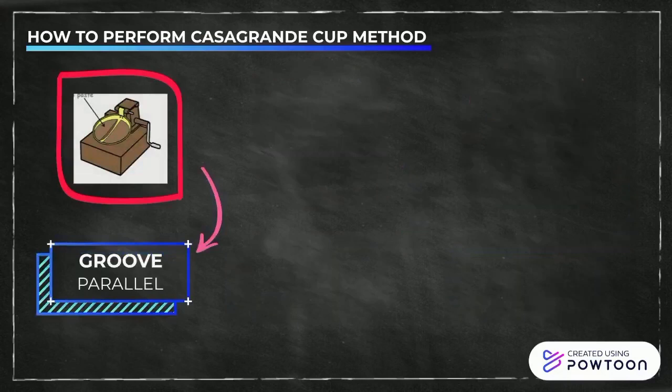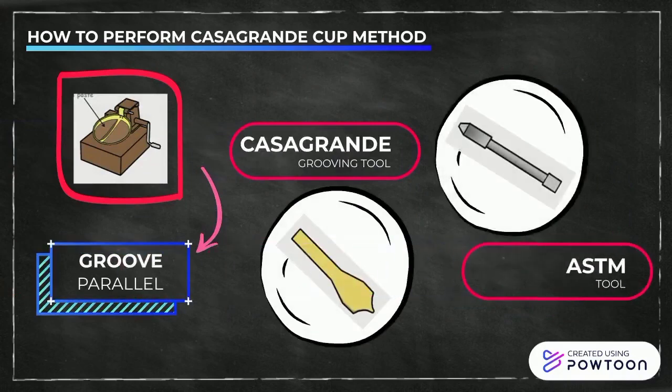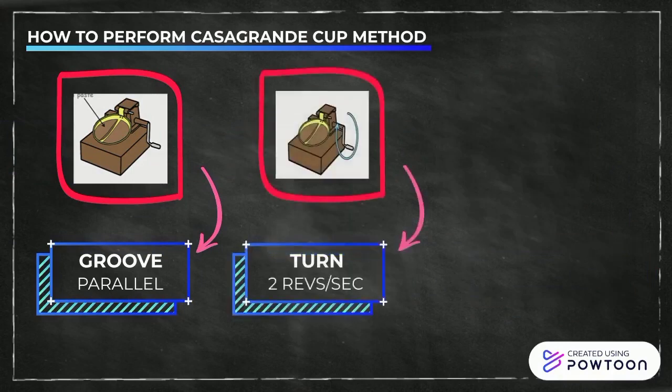After leveling, groove the soil parallel to the rotation of the crank. Usually there are 2 types of grooving tool. The first one is the Casagrande grooving tool to be used in the clay type soil. The other one is the ASTM tool to be used in a sandy-like soil. For this matter, the grooving tool to be used is the Casagrande grooving tool.